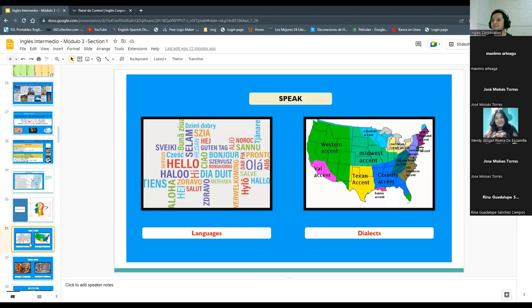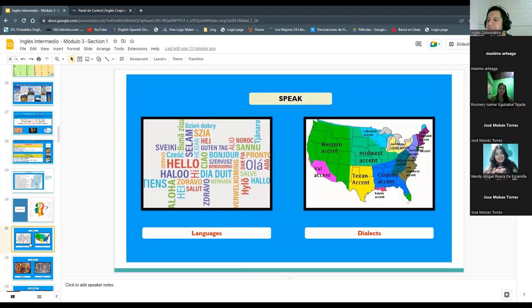What is the difference? ¿Cuál es la diferencia entre un lenguaje y un dialecto?